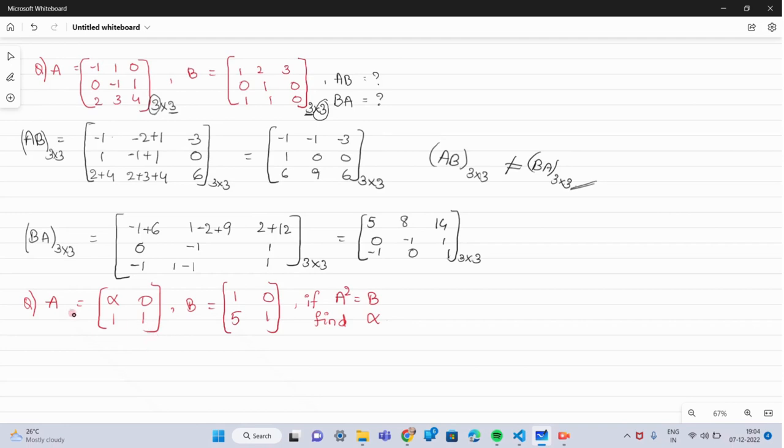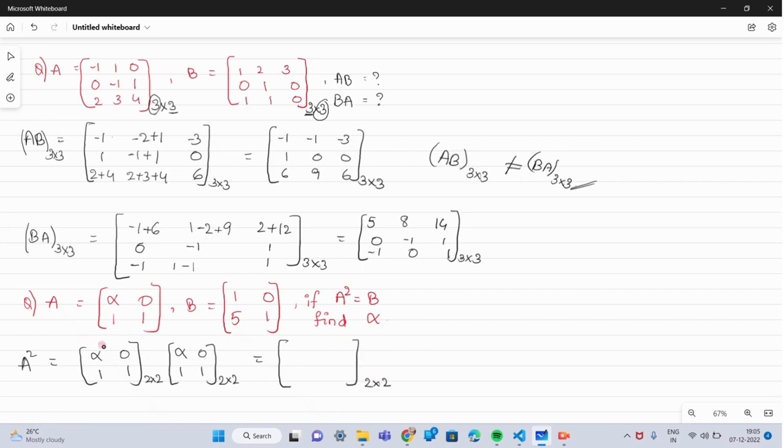Next question. Two matrices are given and it says if A square is equal to B, then we need to find the value of alpha. So first we need to find out the A square. For this it becomes alpha 0, 1, 1, which is of 2 cross 2, again multiplied with the same alpha 0, 1, 1 of order 2 cross 2. So it follows matrix multiplication. The final order will also be 2 cross 2.